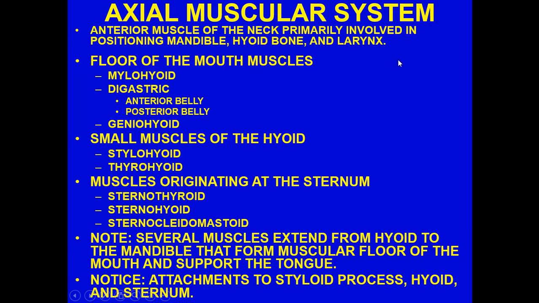Now, when we talk about the anterior muscles of the neck, they are primarily involved in the positioning of the mandible, hyoid bone, and larynx. Let's talk about these muscles here for a minute. The floor of the mouth muscles are the mylohyoid and the digastric. Now, the digastric consists of an anterior belly and a posterior belly, and the geniohyoid. There are small muscles of the hyoid, the stylohyoid and the thyrohyoid.